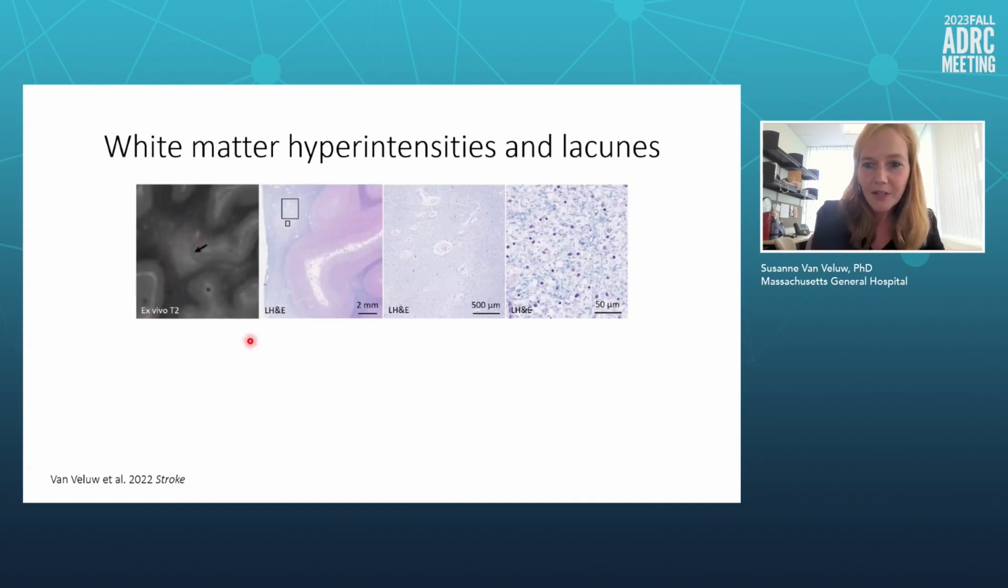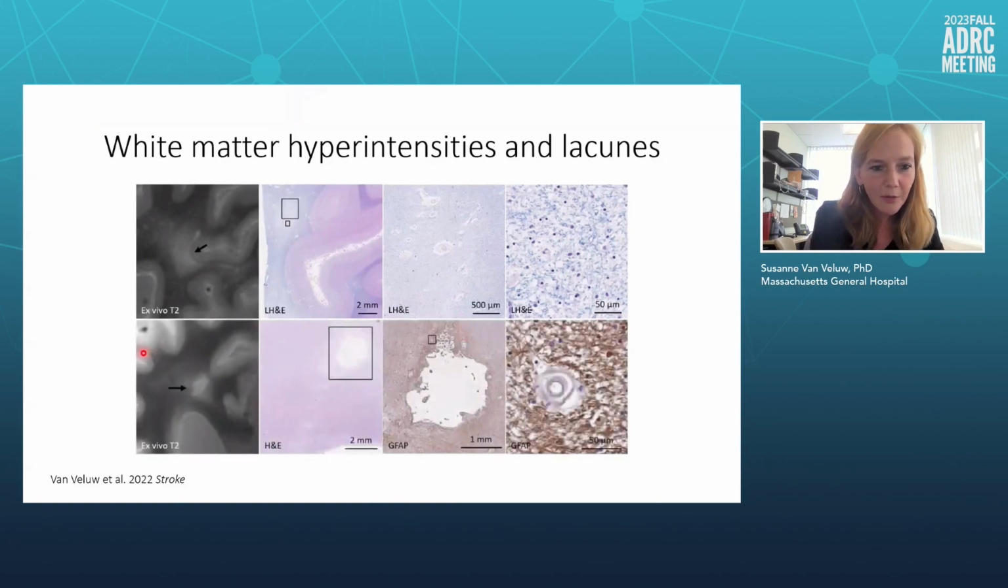And we can match up these areas with histopathology, in this case a Luxol fast blue staining, and really try to zoom in regionally on what this might look like under the microscope. So here we just see some examples of what the white matter looks like in an area of WMH and the small vessel disease pathology associated with it.